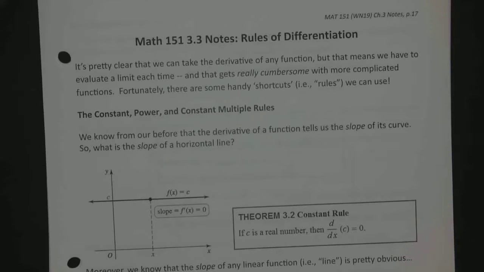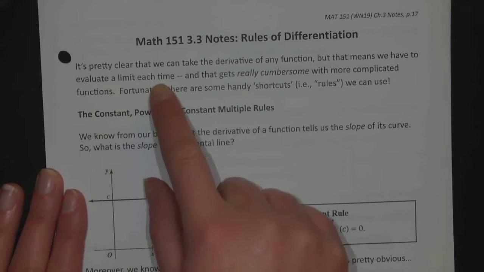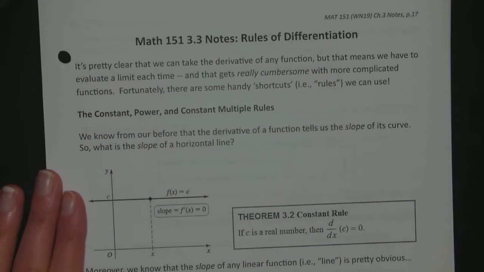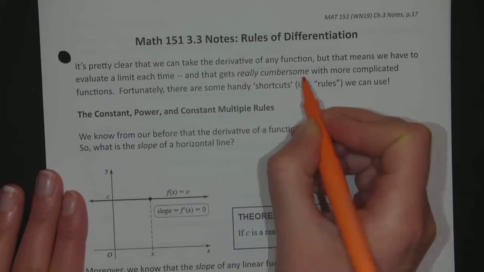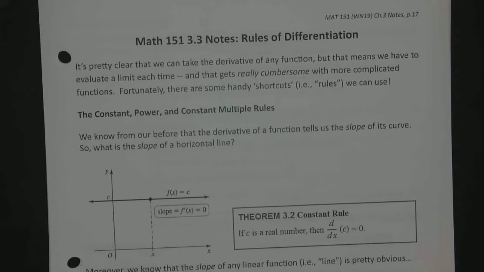Section 3.3 is on rules of differentiation. It's pretty clear that we can take the derivative of any function, but that means we have to evaluate the limit each time, which can get really cumbersome, especially as the functions get more and more complicated. And so there are some shortcut rules that we can use. So we're going to start introducing those shortcut rules.